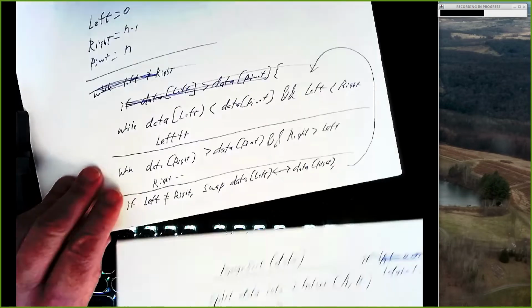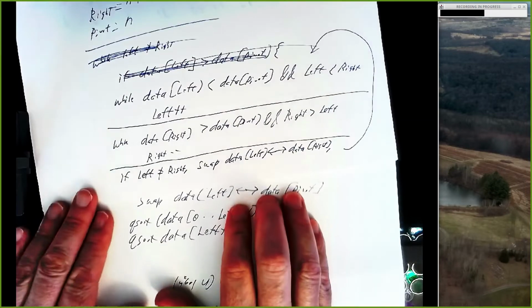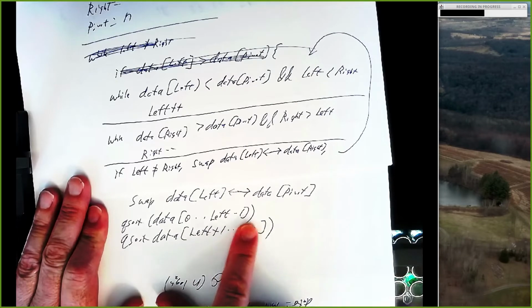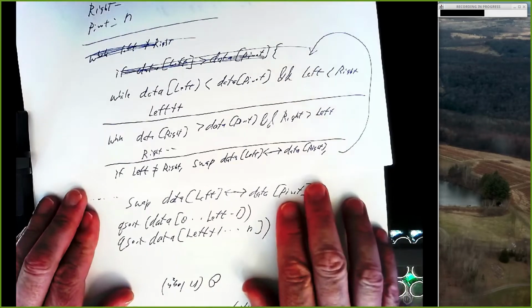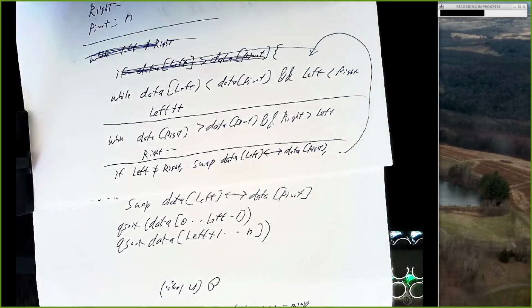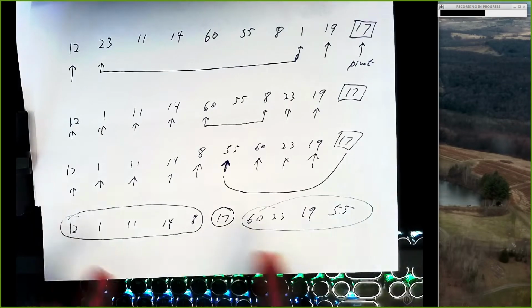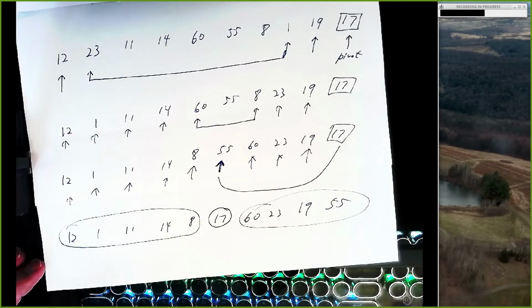And this doesn't make sense in most languages. We can't say 0 to left. Probably in Python you can, but in C we can't do that. But that's just pseudocode. So sort the left half and then sort the right half. And then once they're sorted, we're done. We don't have to put anything together. If we sort those 5 numbers and we sort those 4 numbers, we're all good to go.